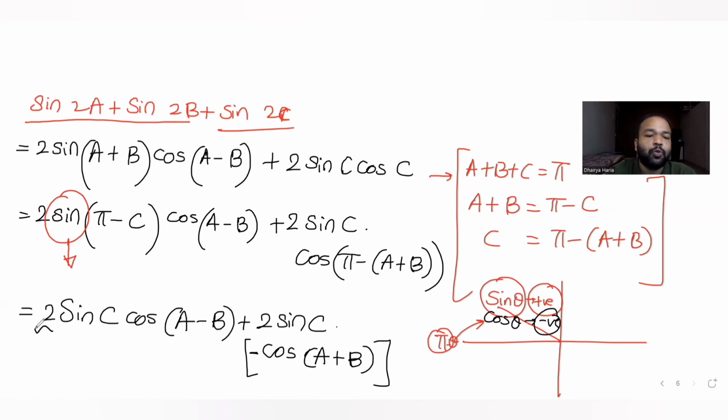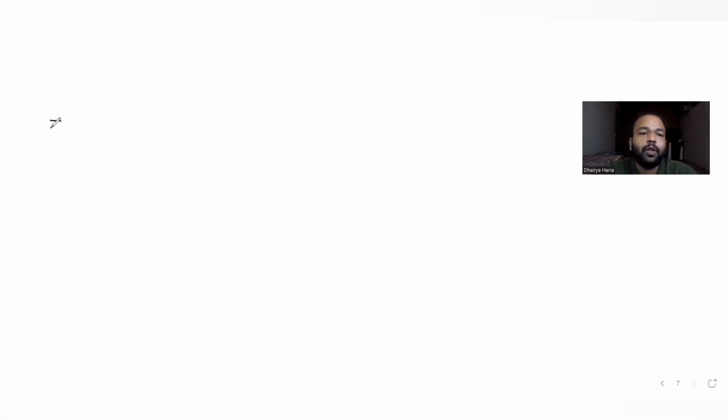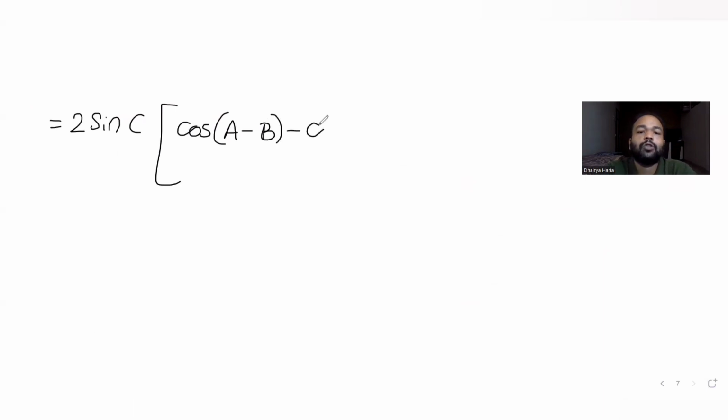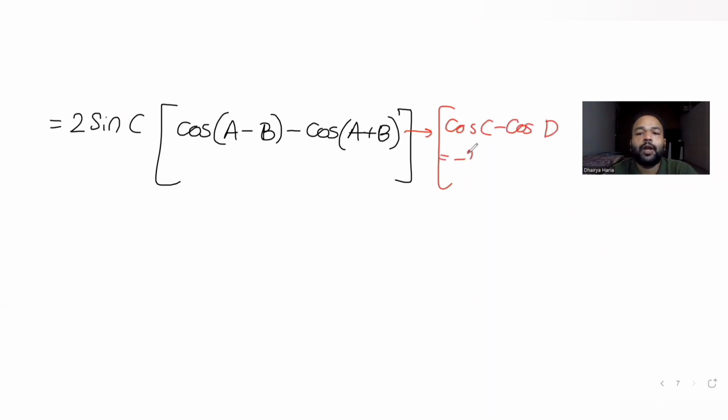Again I can see 2 sine c can be taken out common. So if I take out common, 2 sine c common gives me cos of c, that is a minus b, minus cos of a. So you have it in the form of cos c minus cos d. So if I see the factorization formula, I get minus 2 sine c plus d by 2 into sine c minus d by 2.